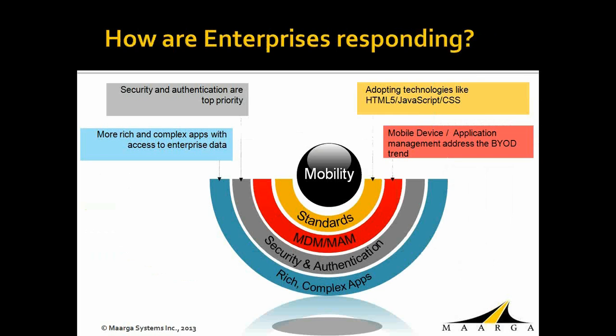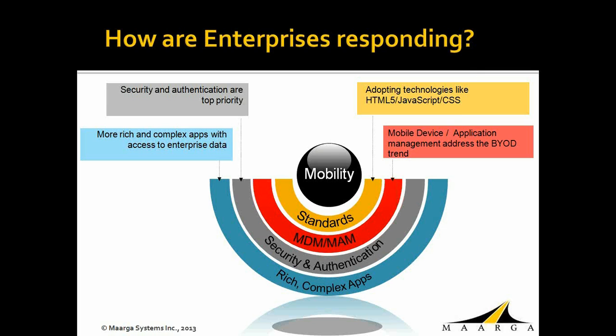Now, how are enterprises responding? Enterprises are responding in a few different ways, or a combination of a few different ways. One, they are adopting open standards based technologies like HTML5, JavaScript, and CSS3 as the standard for mobile development.